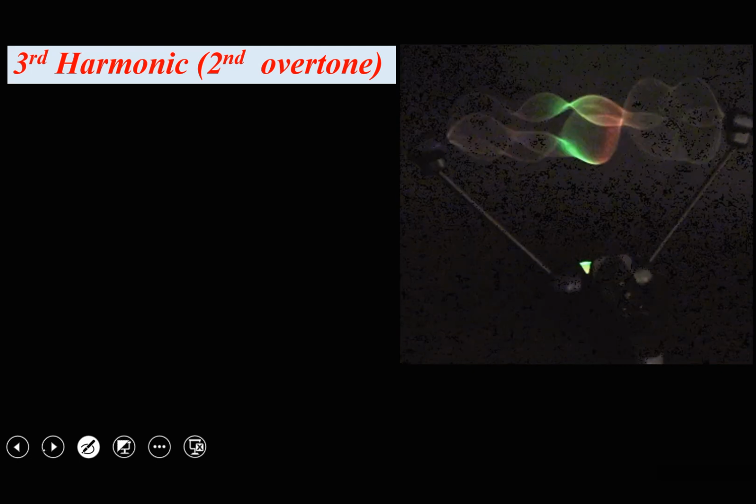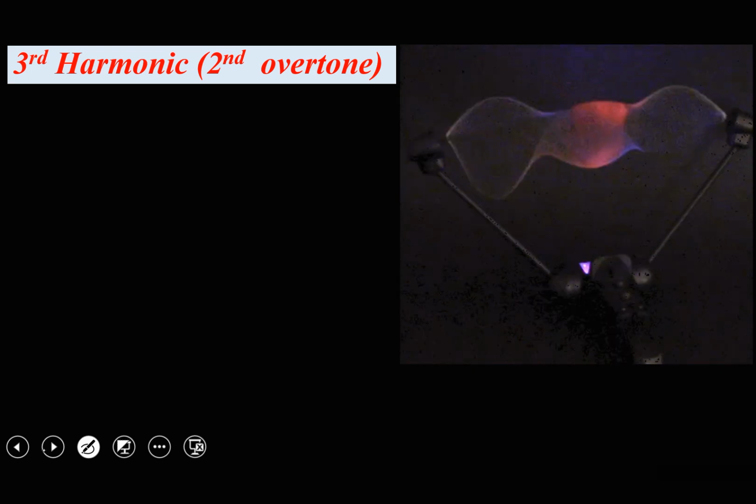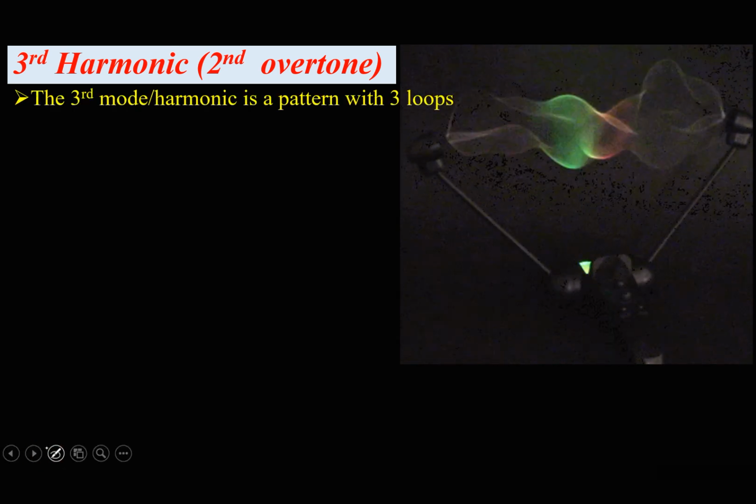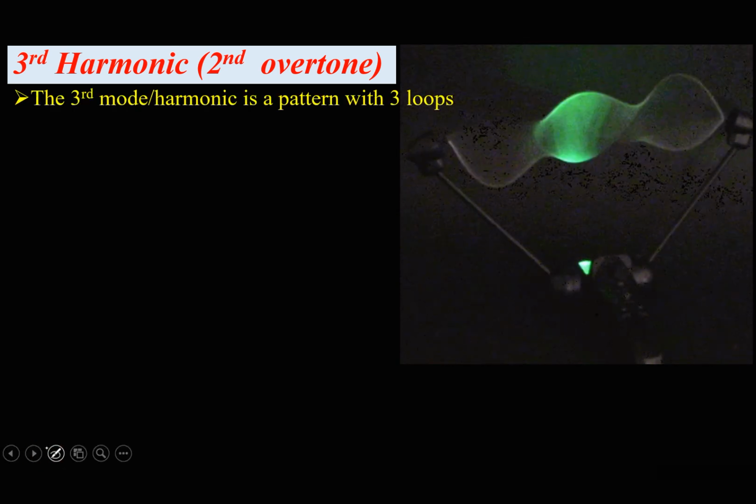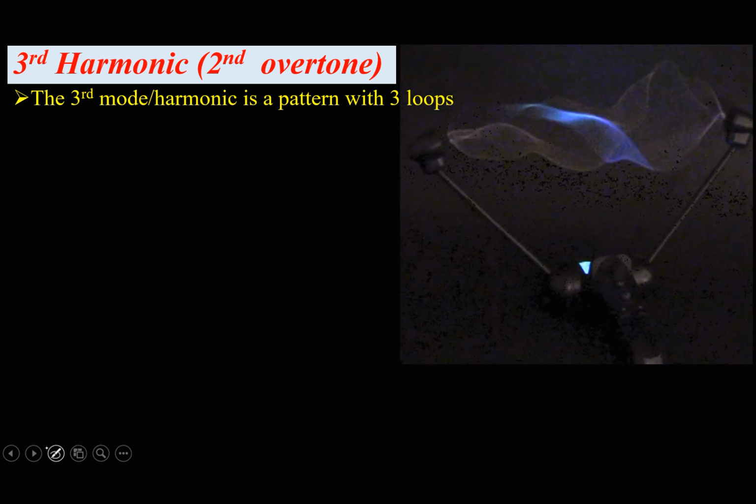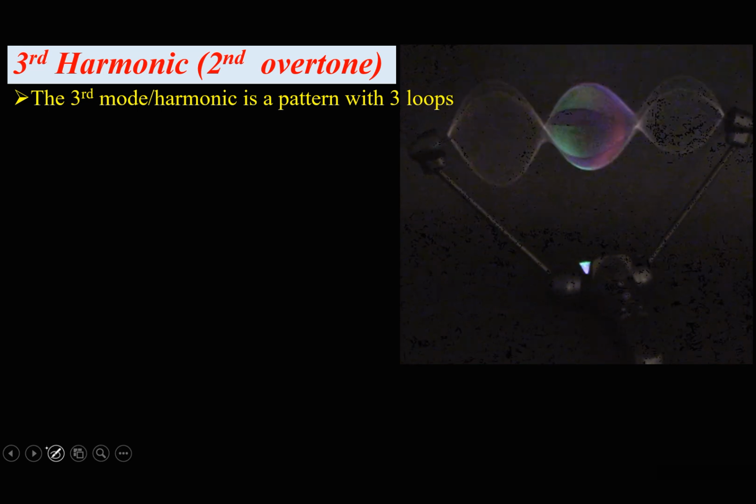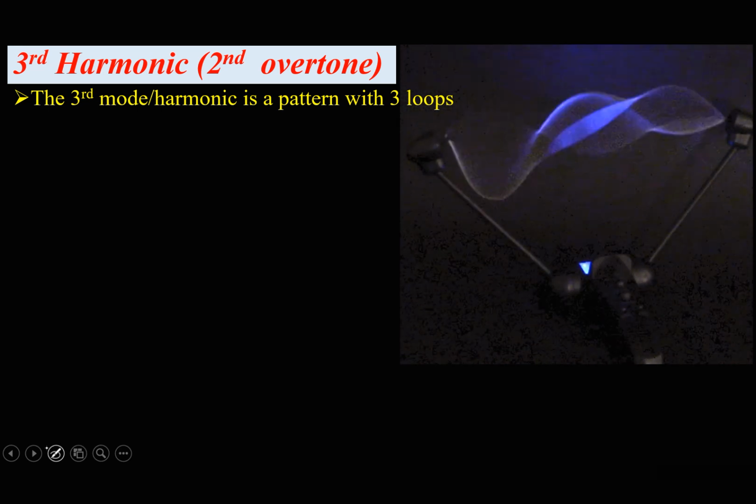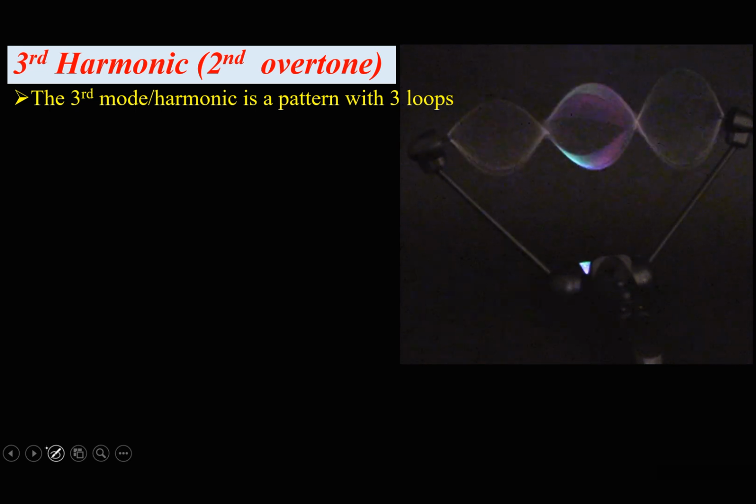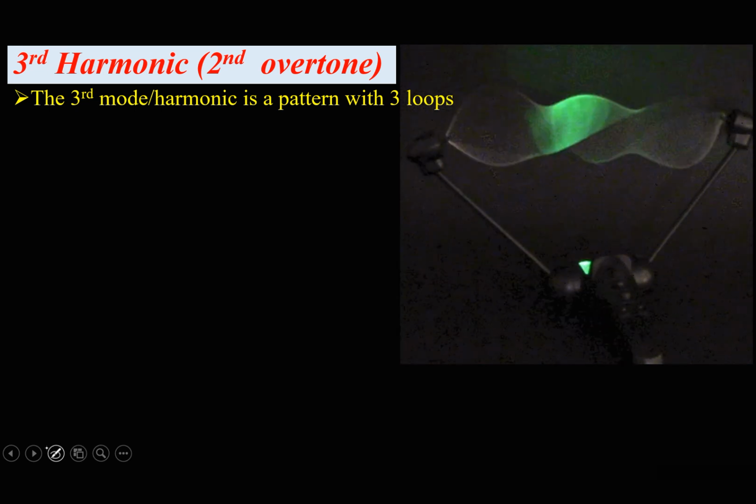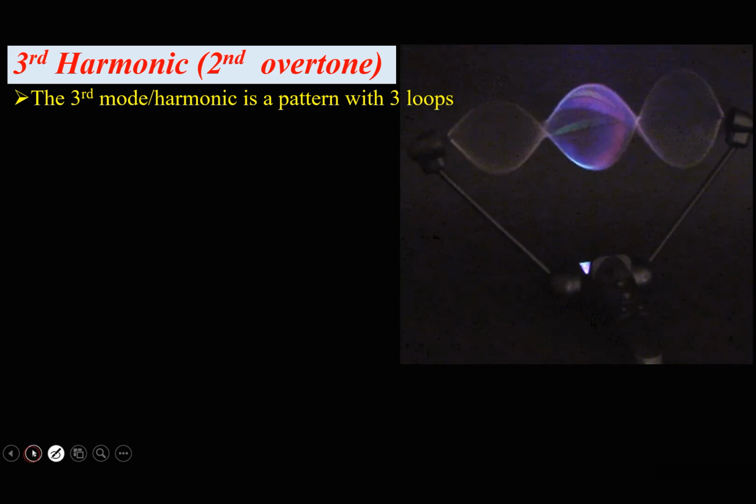So to the third harmonic, of course, here we expect to have 3 loops. The third harmonic, or the third mode of vibration, is a pattern with 3 loops. This has been illustrated in this animation, which I don't know whether it is visible to us, where we have 3 loops. Now this is just a string that you see in the animation. But of course, in darkness with an illumination, it appears as if we have a 3-dimensional object here. So we have 3 loops in this case.